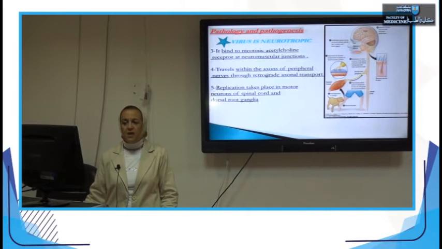Then the virus travels through the axons of the peripheral nerves through retrograde axonal transport. What is meant by retrograde axonal transport is that it travels through the axons of the nerve to reach the spinal cord. In the spinal cord, it replicates in the motor neurons of the spinal cord and the dorsal root ganglia. The virus is highly neurotropic, meaning it travels through the nerves but never reaches the bloodstream.